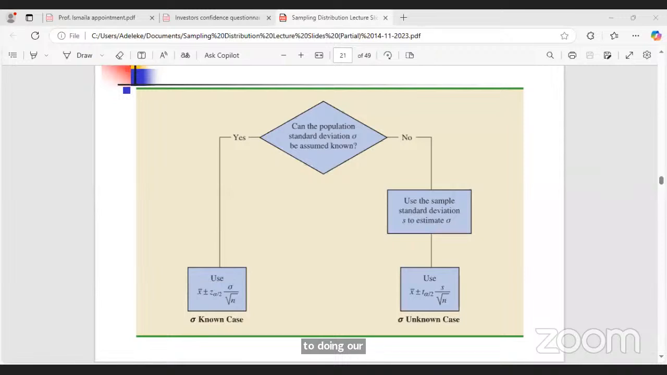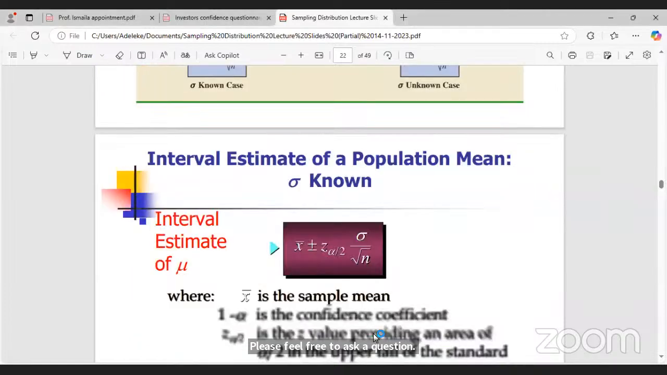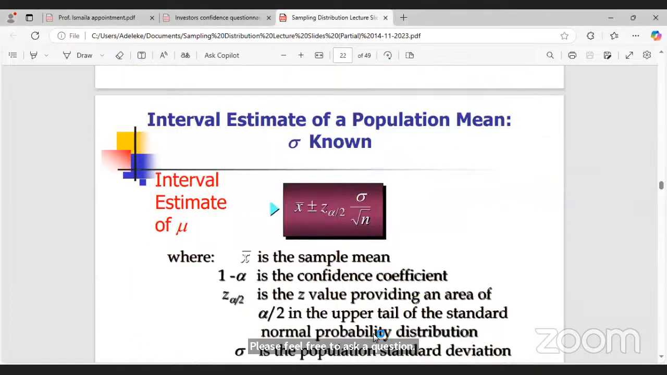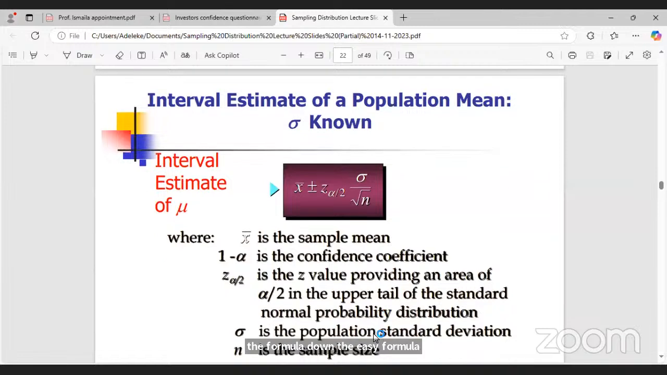Please feel free to ask a question. Sorry, sir. Please, can you explain the formula down there? Is it the margin of error formula or the Z formula? Okay, I'll take it again.